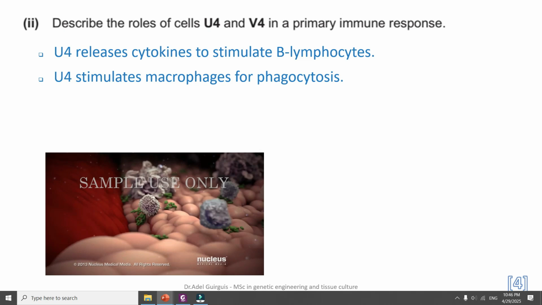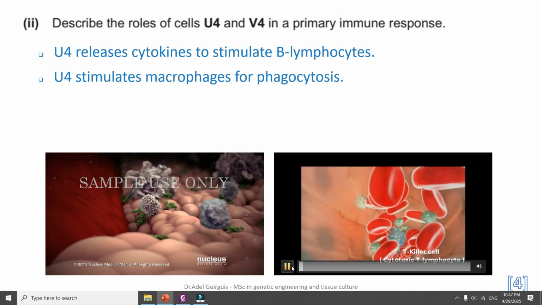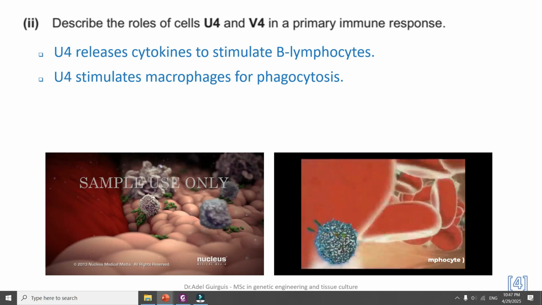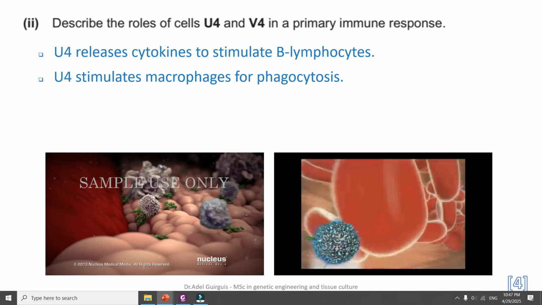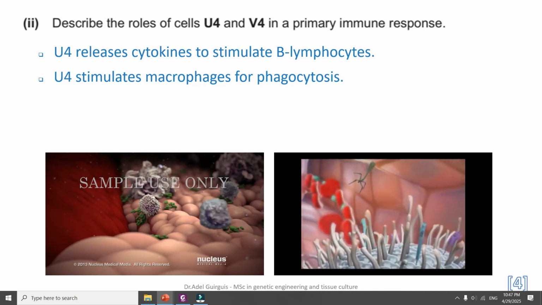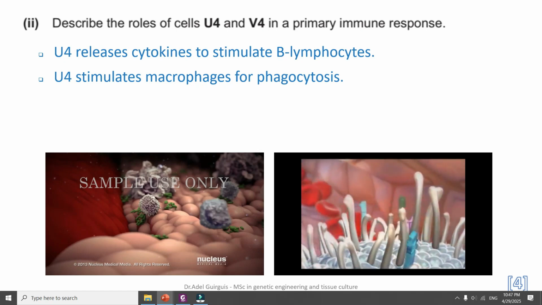Okay, now let's discuss the role of what? T8. T killer lymphocyte, T cytotoxic lymphocyte, T killer or natural killer cell. Look at this short video. T killer cell, cytotoxic T lymphocyte. This one with its receptor. What is its role in primary immune response? This is called cell-mediated immunity. The role of cytotoxic T cell: cell-mediated means face-to-face, cell-to-cell.